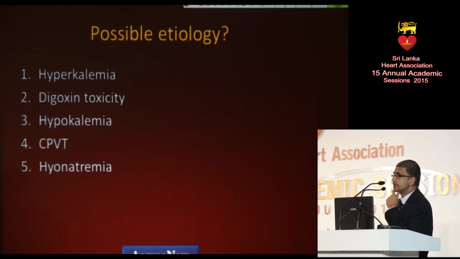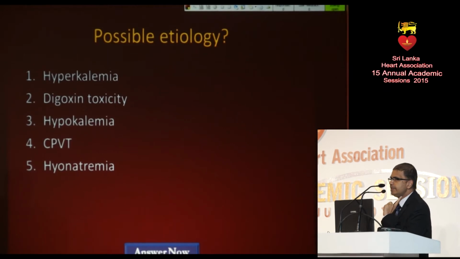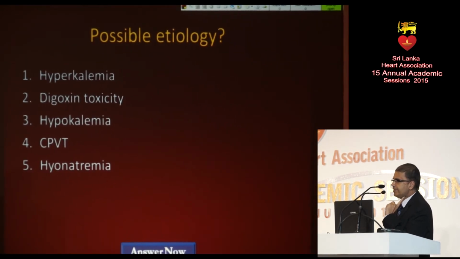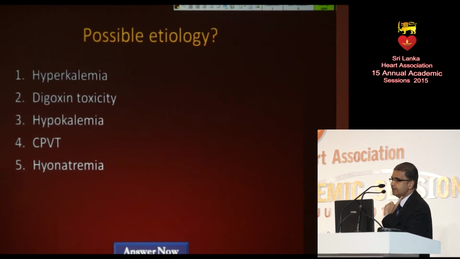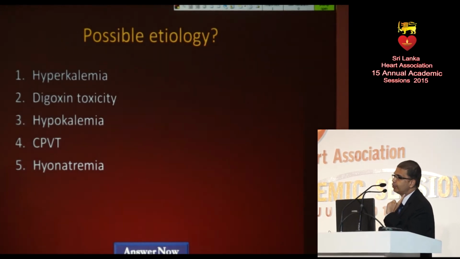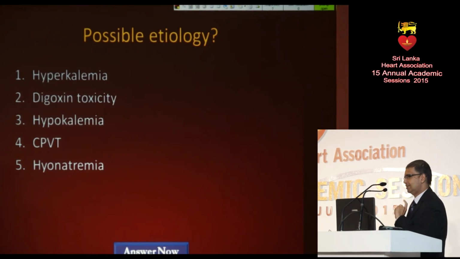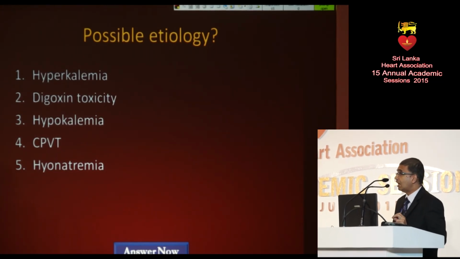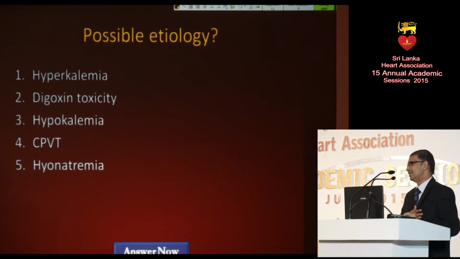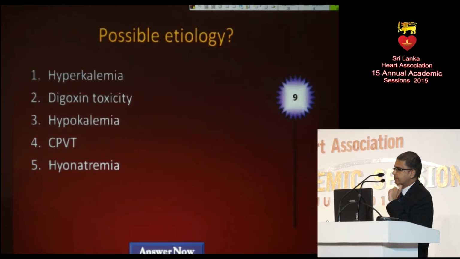We have several choices: hyperkalemia, digoxin toxicity, hypokalemia, CPVT, which is catecholaminergic polymorphic ventricular tachycardia, or hyponatremia. Right? So if you can't come to a diagnosis, at least make a guess, and we'll see what happens. I can't go back, unfortunately. Okay, so last 10 seconds.